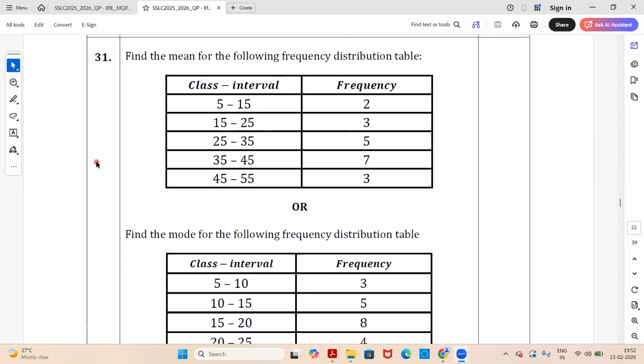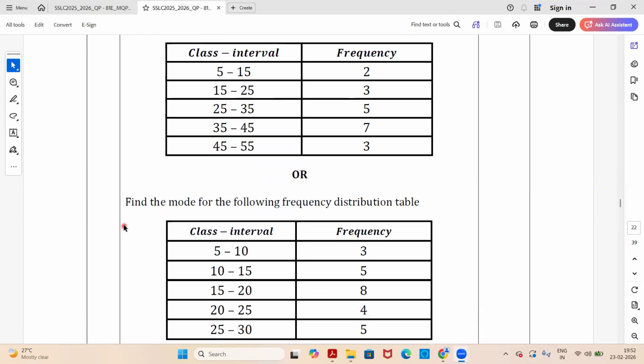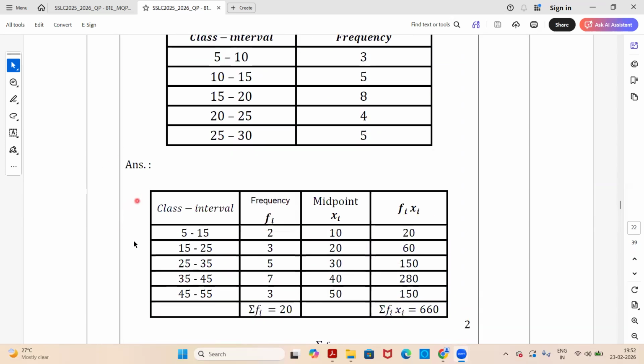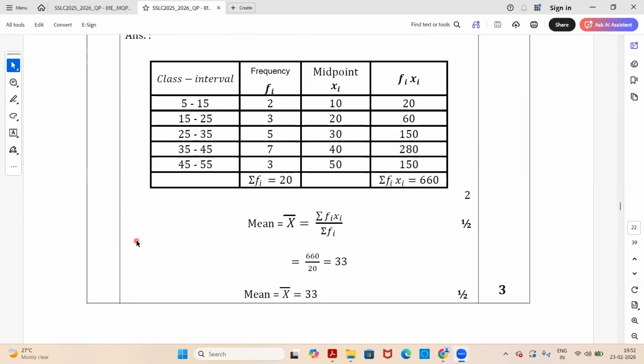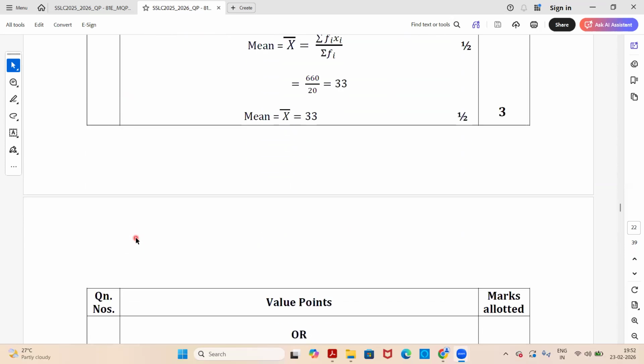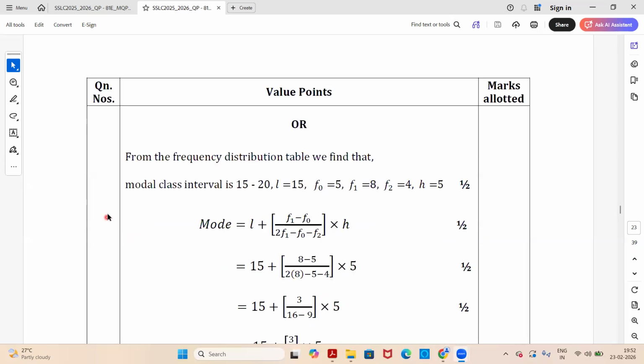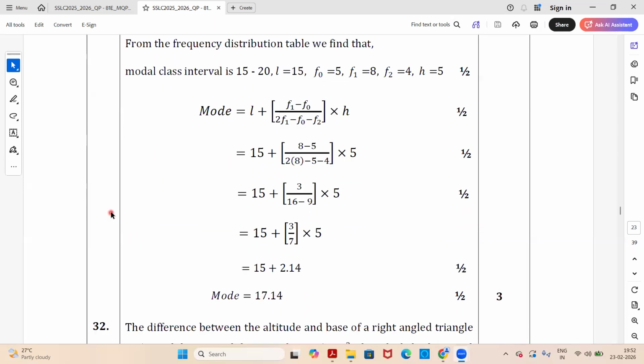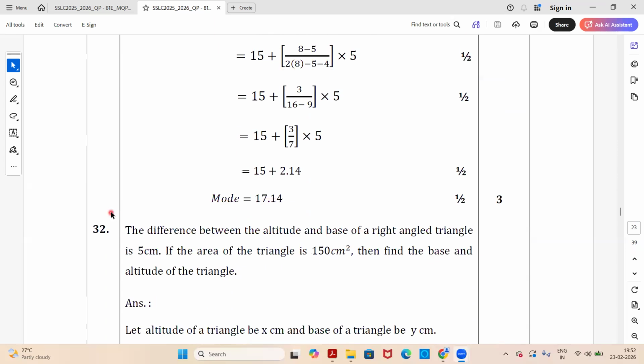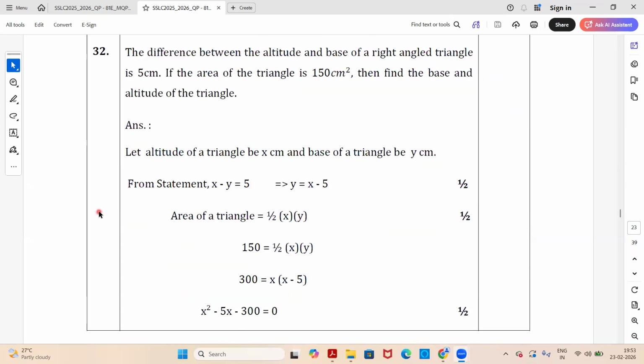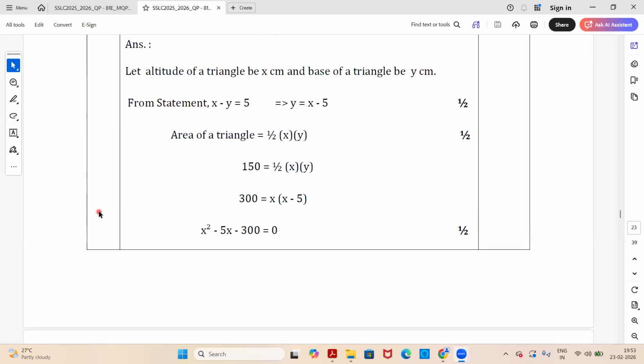31st. Option is given either main question or the mode question. So answer for the first one, main, is here. And then answer for the mode question, it's here. Then 32nd question, followed by its answer.